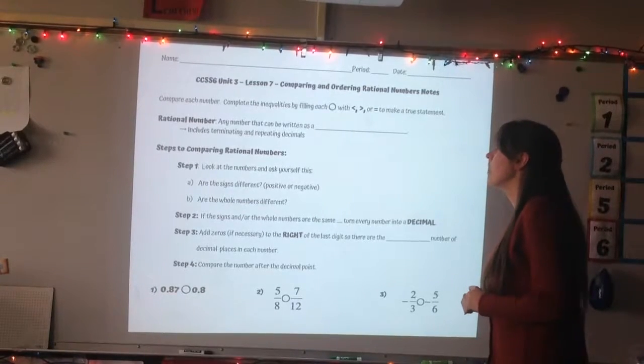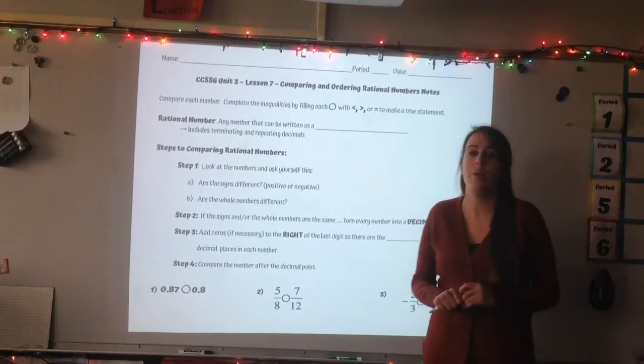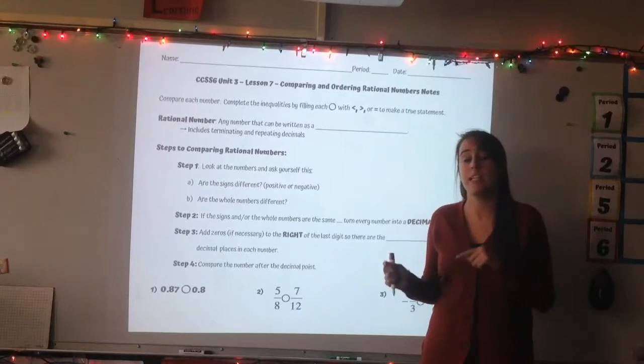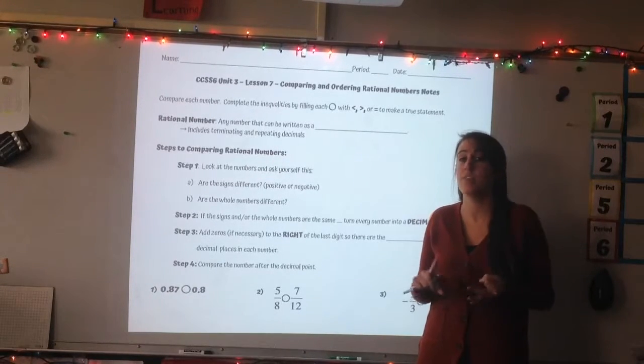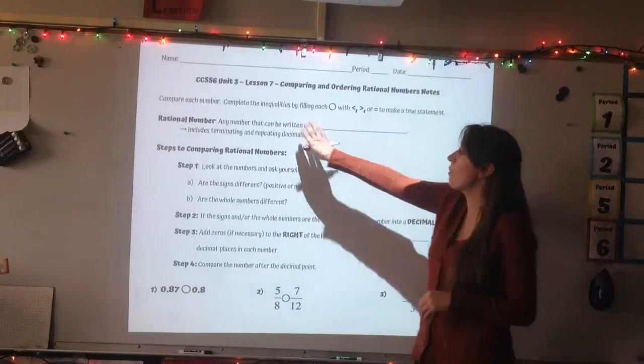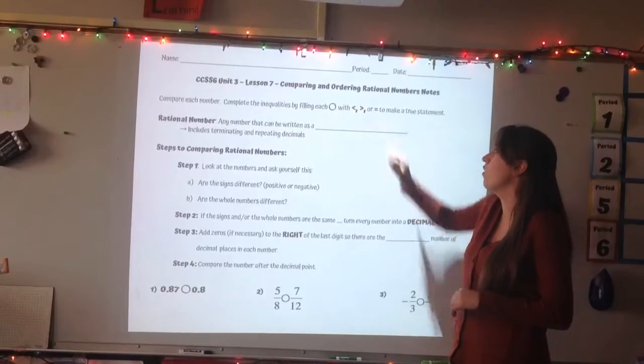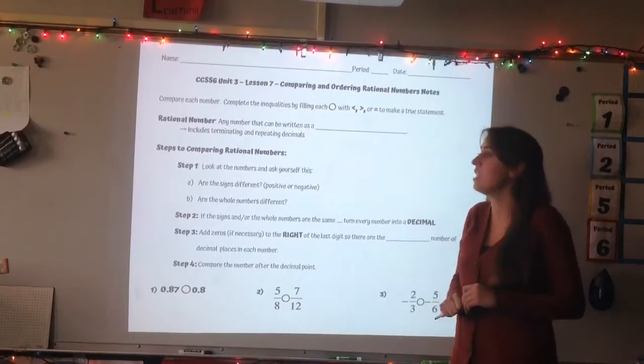Alright, so today we are going to talk about comparing and ordering rational numbers. So we already looked at comparing and ordering integers. Now we're going to take it a step further by looking at fractions, decimals, and percents. So just like before, we're going to complete the inequalities by filling in each circle with the less than, greater than, or equal to sign to make it a true statement.